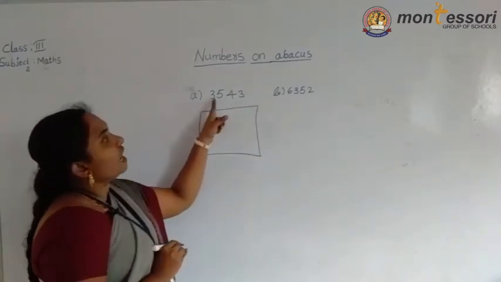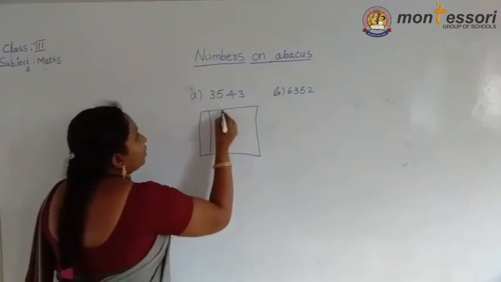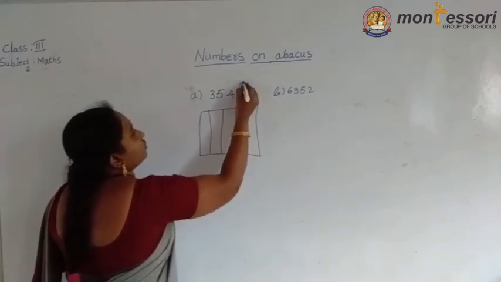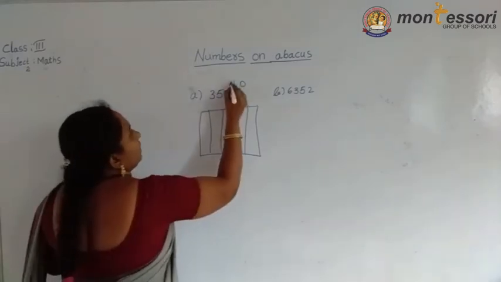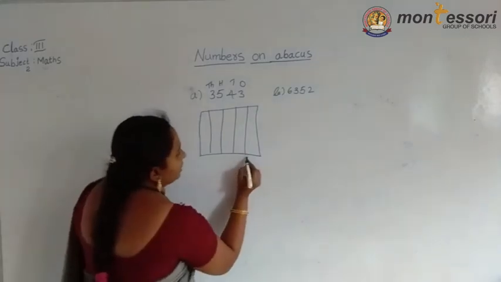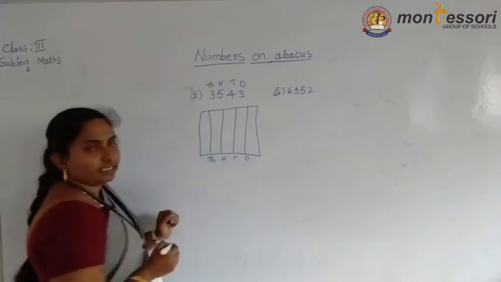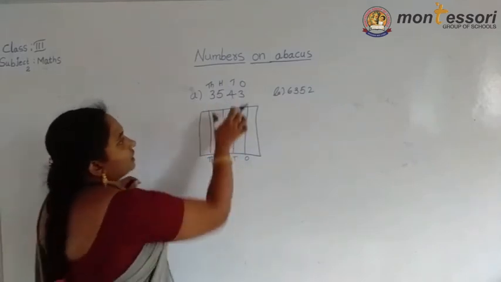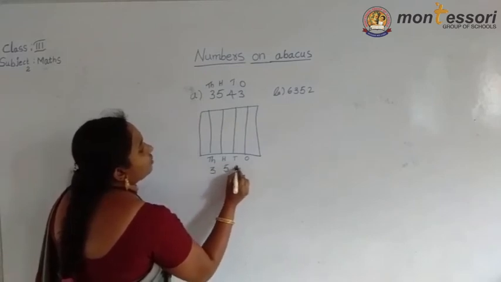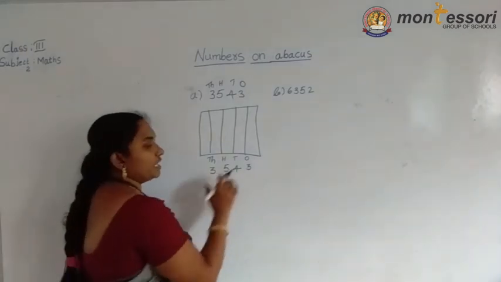And again here, how many numbers are there? 4 numbers. You can draw 4 lines inside, and we can write the place values: ones, tens, hundreds, thousand. So now again I am writing ones, tens, hundreds, thousand. Now I am writing this number here: 3543. Okay, understood?